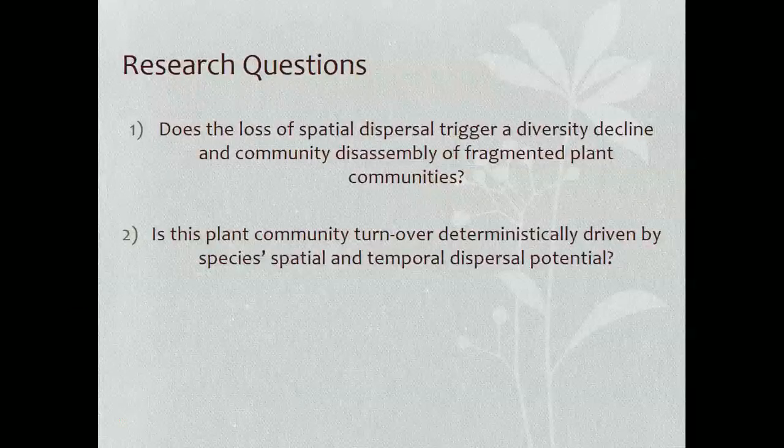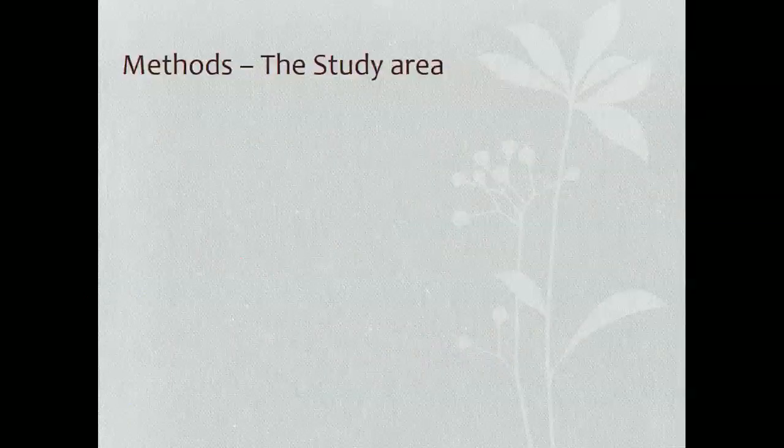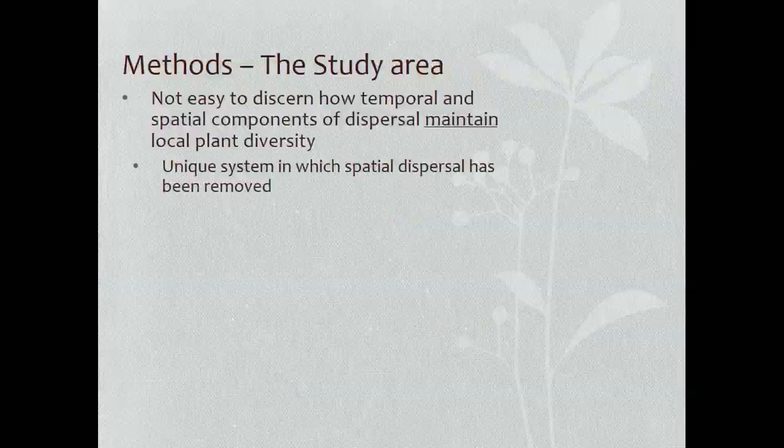The turnover in the plant community as a result of that, is it deterministic? Is it non-random, and is it driven by the potential of species to spatially or temporally disperse? And finally, if we lose spatial dispersal, can this decline be buffered by temporal dispersal in your system, via either seeds or clonal and perennial mechanisms in plants?